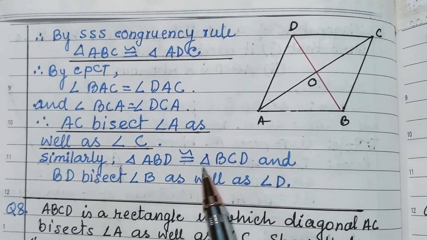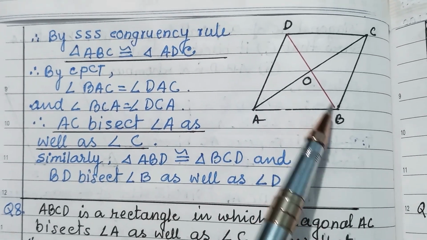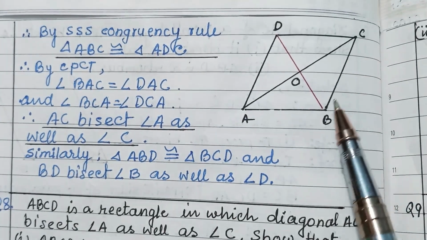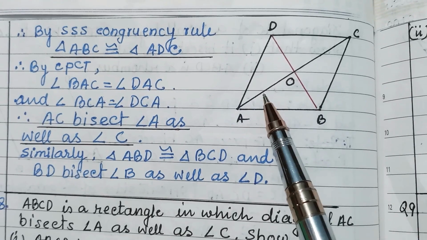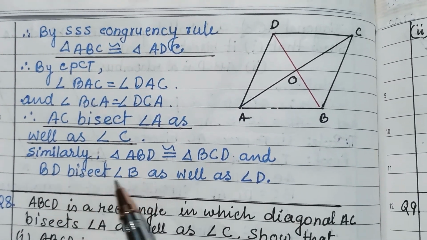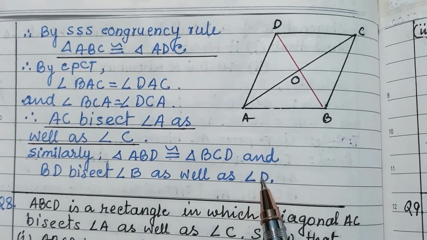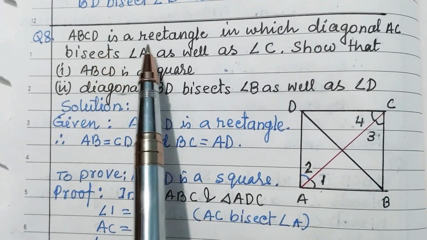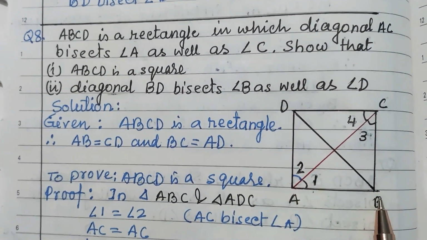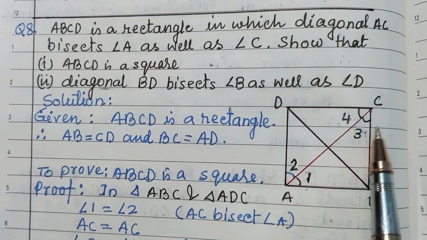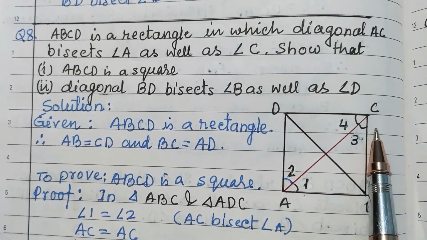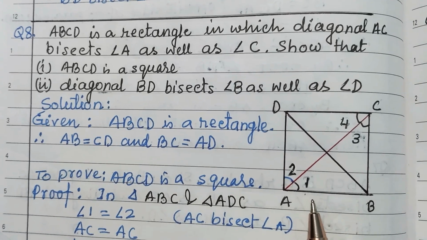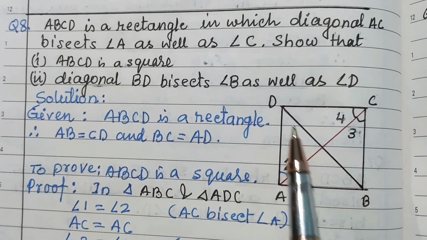Got it? Similarly, now if BD is the diagonal, in triangle ABD and CBD, in these two triangles, similarly we can prove that BD bisect angle B as well as angle D. Okay. Now next question, question number 8. ABCD is a rectangle, in which diagonal AC bisect angle A as well as C. Show that ABCD is a square and diagonal BD bisect angle B as well as D.